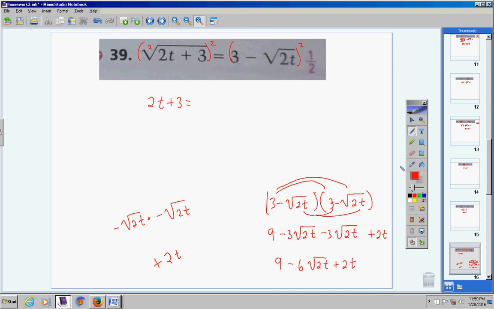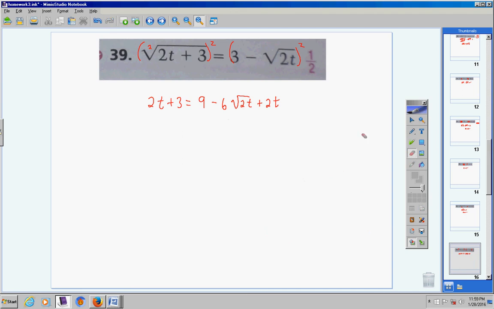Alright, so all of this will go up here. There we go. When we squared this, we got this. Alright, now let's continue on. Do you notice that we have another square root? Sure, you notice that. So we have to isolate this and get it all by itself, okay?